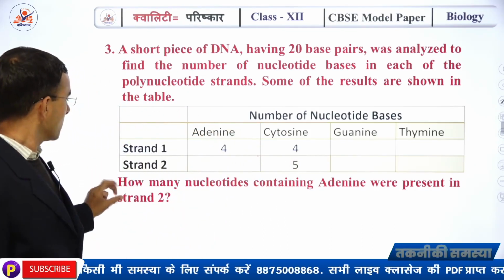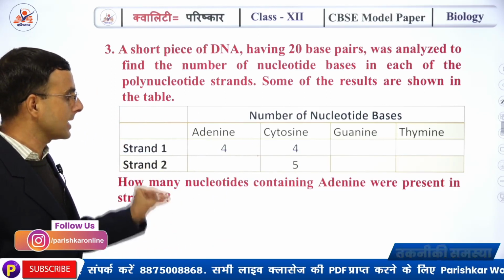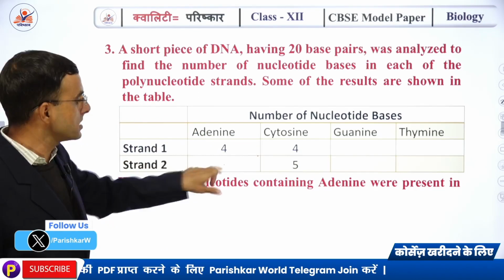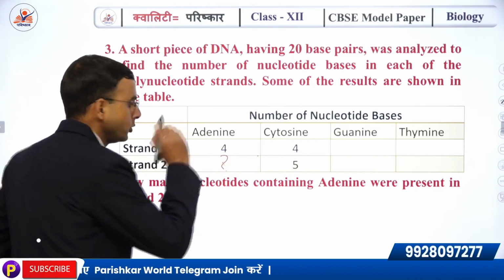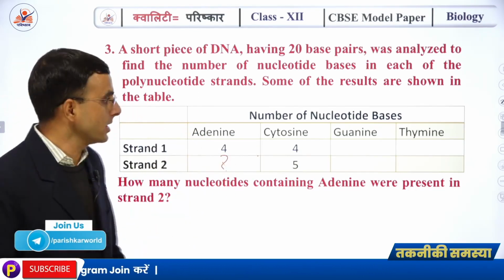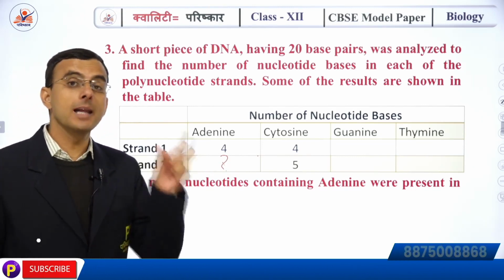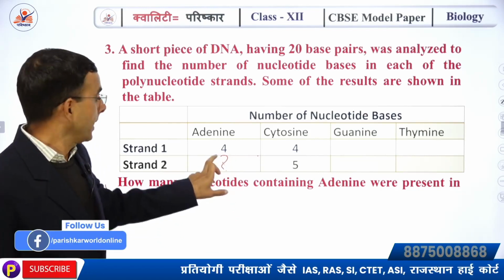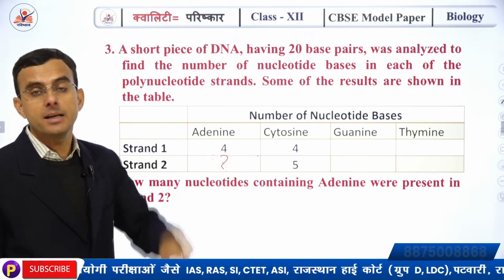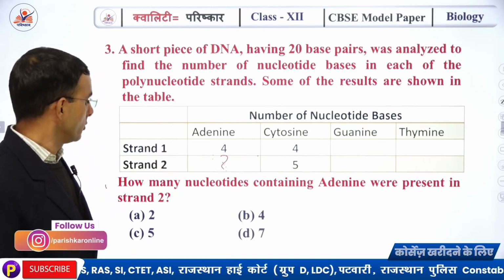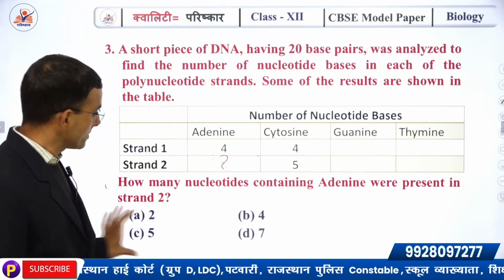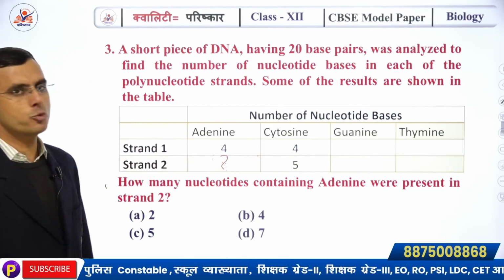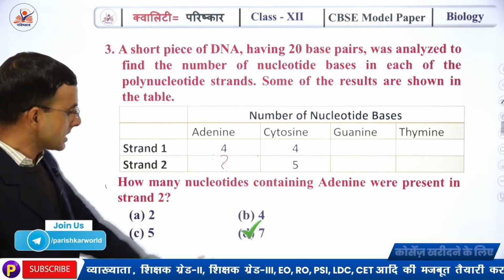So they are asking how many nucleotides contain adenine, that means in the second strand, what is the number of these adenine nucleotides. So we have to calculate that number. This one is the number of the adenine nucleotide in the second strand. So look at how to solve this one. The right answer is 7.